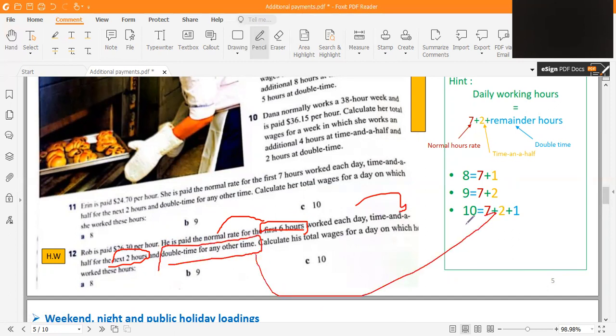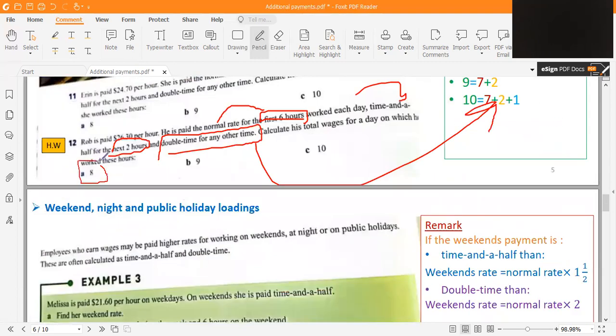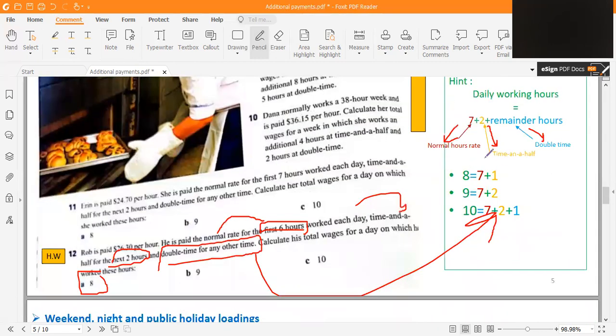So we can take as a hint daily working hours equal to 7 for the normal hours rate, the next 2 hours as time and a half, and the remainder hours as double time. So for example, if we take the first statement, 8, we have 7 normal hours rate, so we calculate the normal payment, and we add to it the overtime from the time and a half for 1 hour.